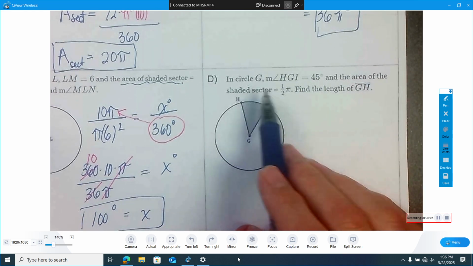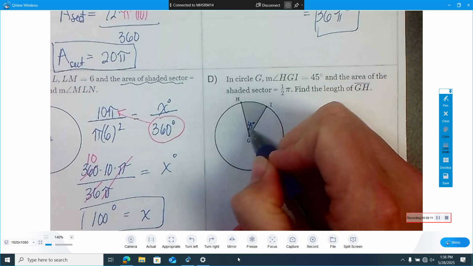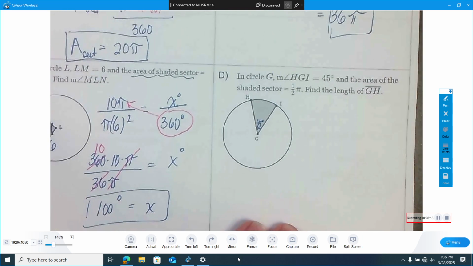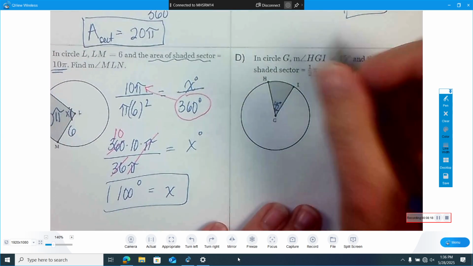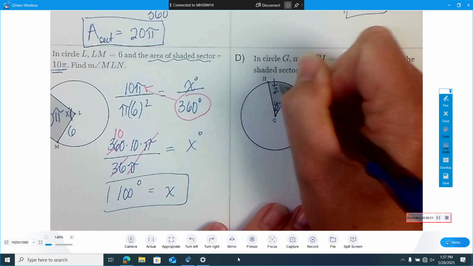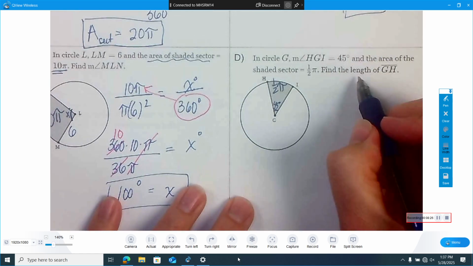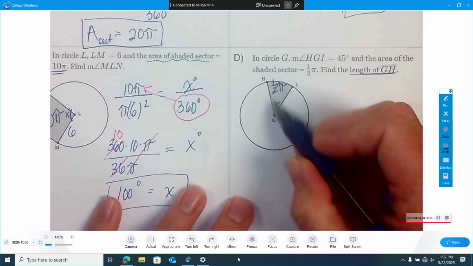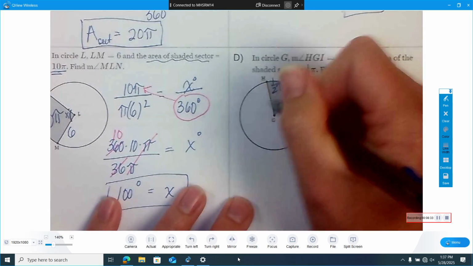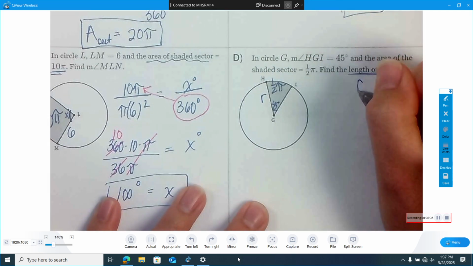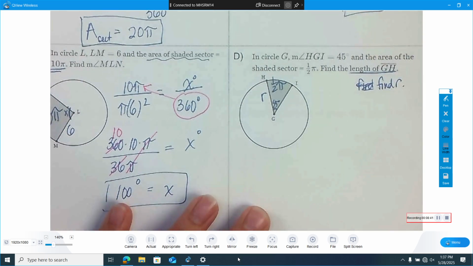Okay. Here in letter D, we have the measured angle HGI is 45 degrees, so they are giving me my little central angle measure. And the area of the shaded sector is 1/2 pi, so they're telling me that shaded sector as well. And we want to find the length of GH. What is the length of GH? What are they telling us to figure out? Yeah, so we're trying to find R in this case.